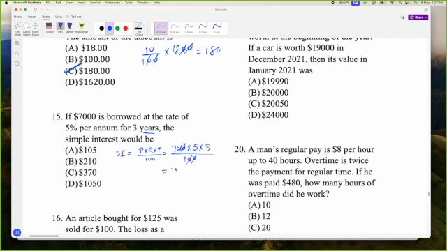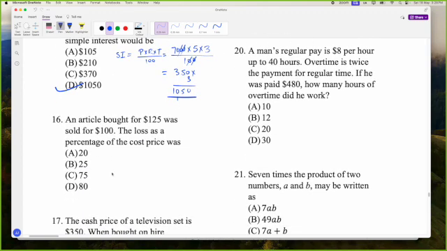So now we have 70 multiplied by 5 times 3. Maybe I could do 70 multiplied by 5 first. So 7 5s are 35, right? So that'll be 350 multiplied by 3. That's 0, 5 threes are 15, 3 threes are 9, and 1 is 10. $1,050 would be the simple interest.